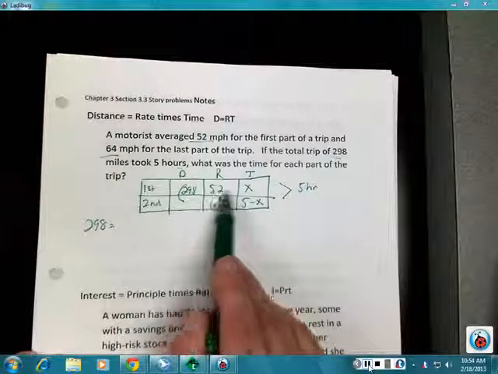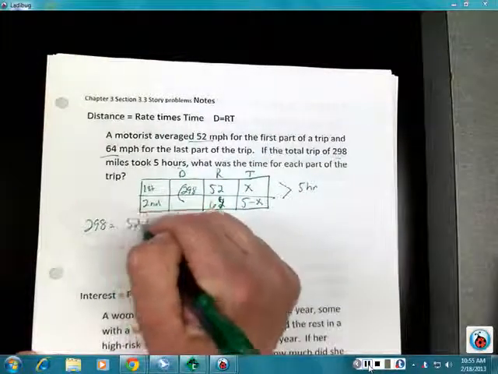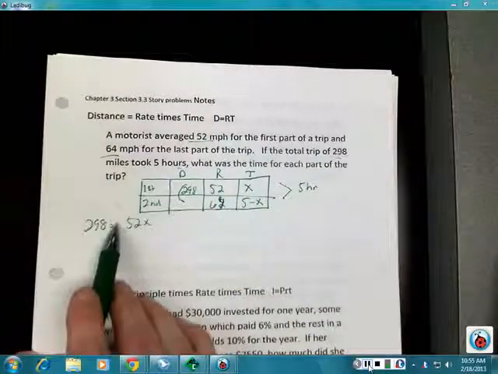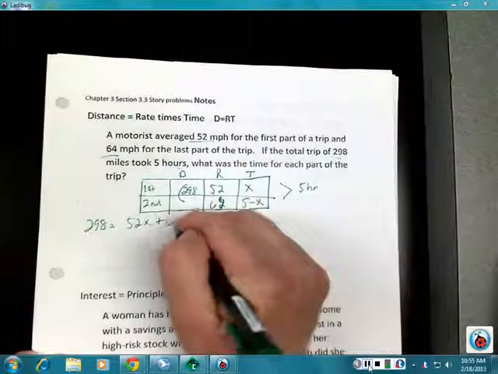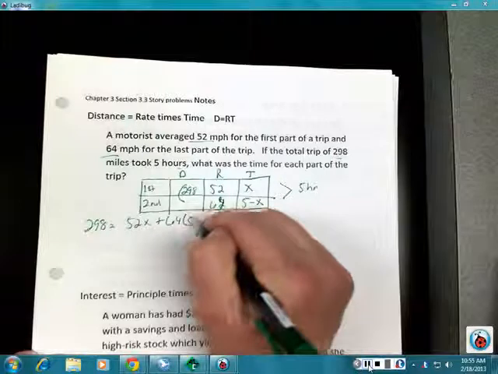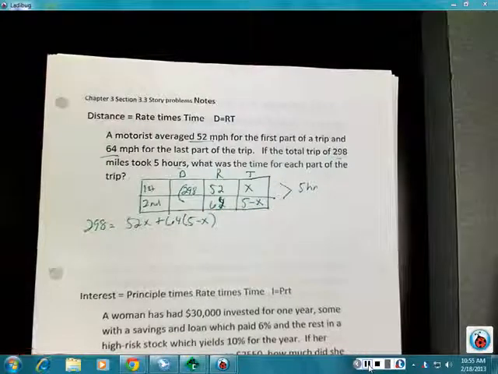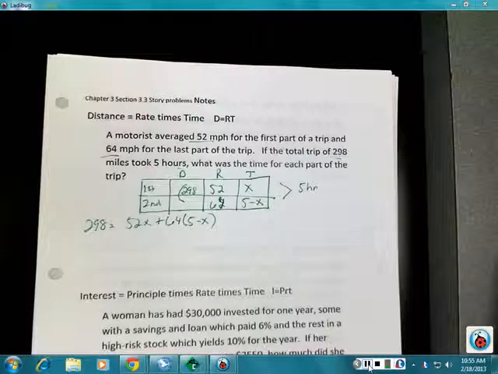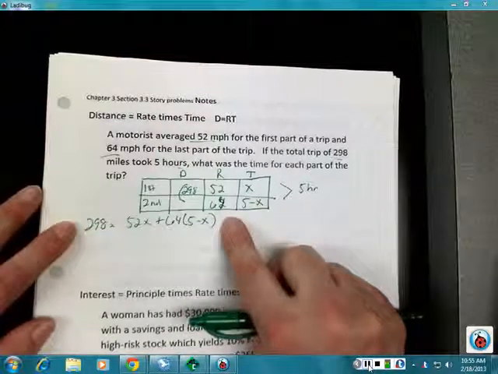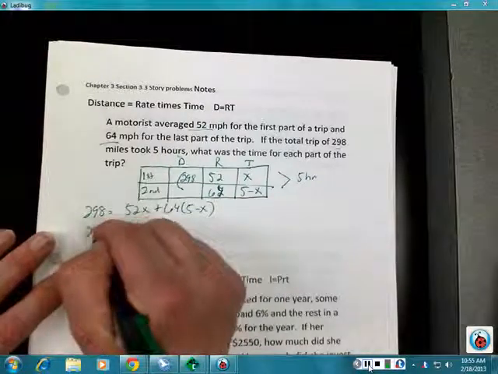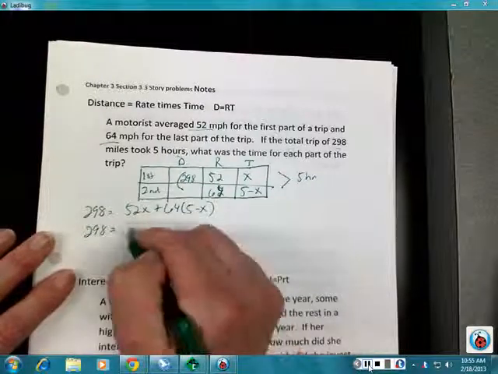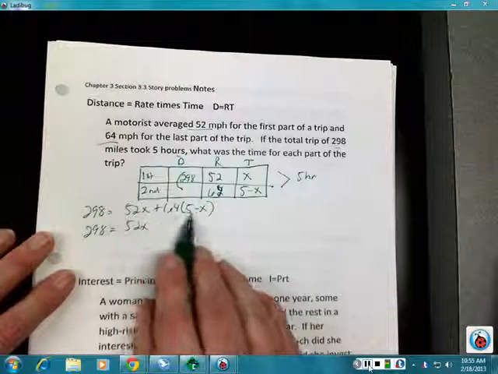So 52 times X. The total trip was this, so part of the trip was this, plus the other part of the trip, 64 times 5 minus X. And now I need to solve it. So now it looks like the stuff we had back in chapter 2 that we solved before. So let's finish it. So I get 298 is equal to 52x plus 64 times 5 minus x.